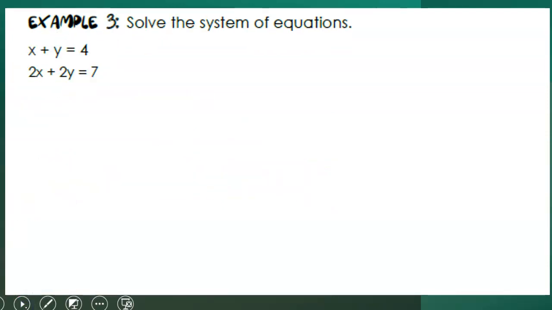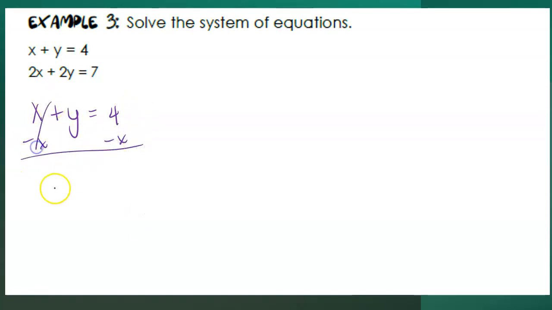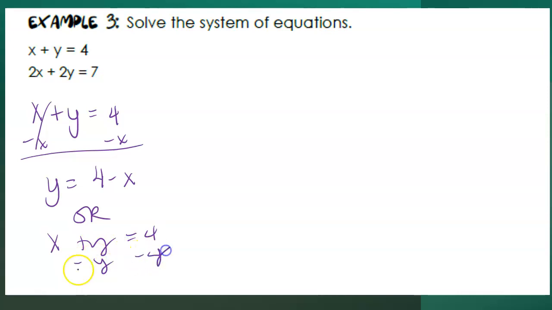All right, on to example 3. Now, notice in example 3 that we do not currently have what y is equal to or what x is equal to. But hopefully you see that x plus y equals 4 would be really simple to change. So I could take x plus y equals 4, and if I want to solve for y first, I would just subtract x on both sides and get y is equal to 4 minus x. Or I could subtract y on both sides and have x equals 4 minus y.